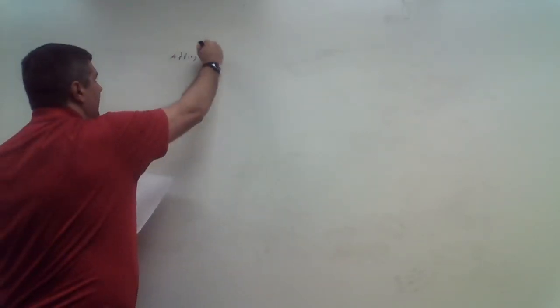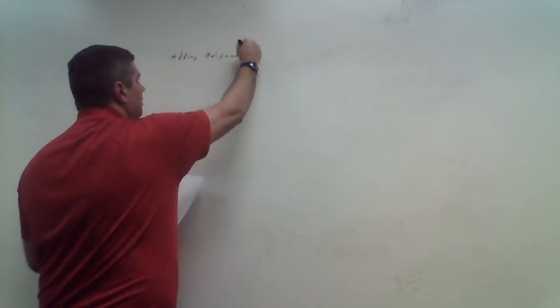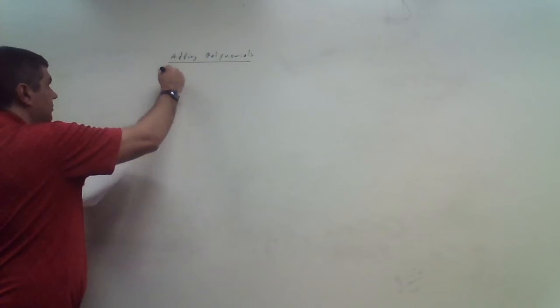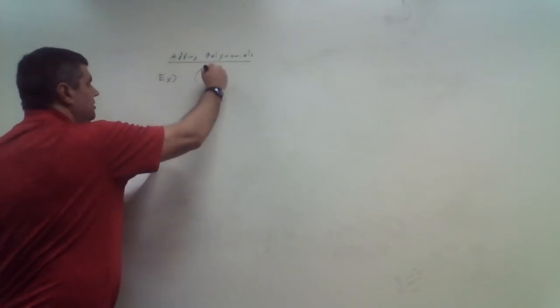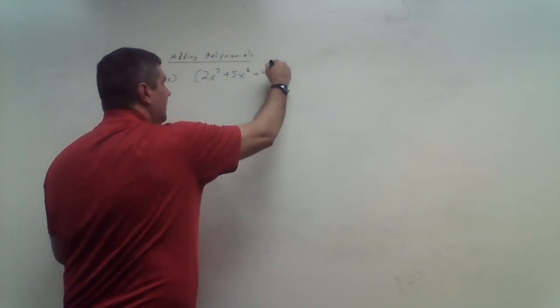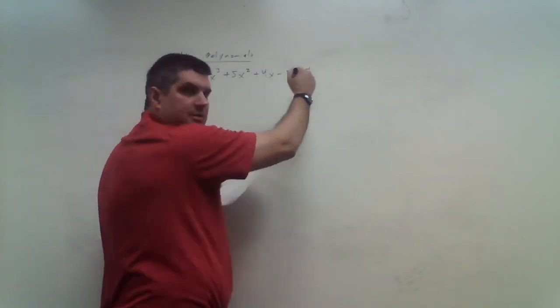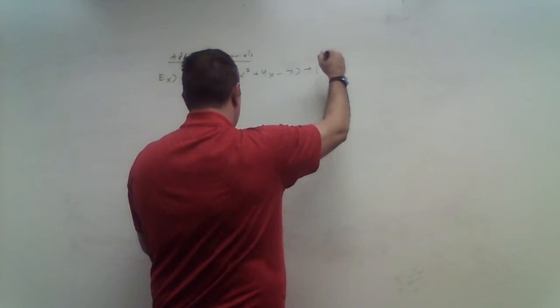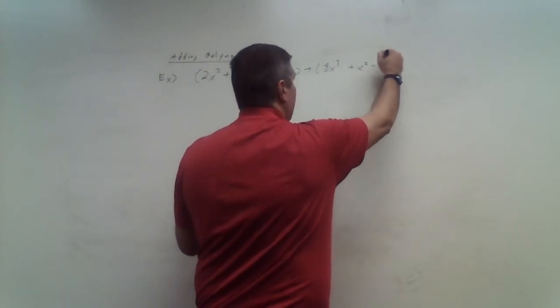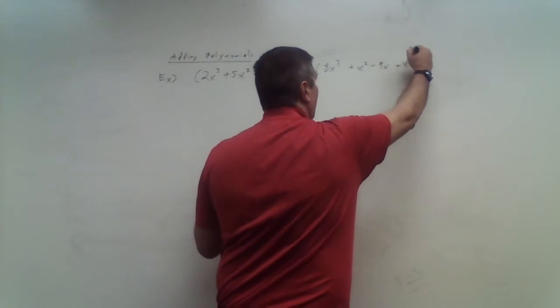All right? So adding polynomials, you guys can see the instructions on the paper. Example, you got 2x cubed plus 5x squared plus 4x minus 7 plus 8x cubed plus x squared minus 9x plus 4.